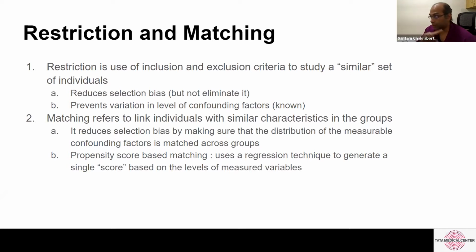So matching is not selecting people based upon inclusion and exclusion criteria, but matching them based upon their characteristics. In case of cohort studies, you can use propensity score based matching techniques. What are these? These usually use a logistic regression technique to generate a single propensity score based upon the various observed exposure values. And from there, you find out a matching score for each of the two groups.